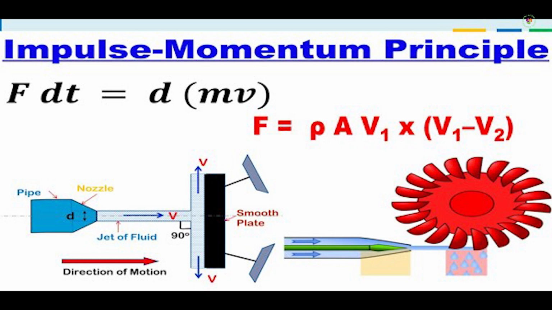This impulse momentum principle is based on the conservation of momentum. What does the conservation of momentum state? The net force acting on a fluid mass is equal to the change of momentum of the flow per second. Right? This is the conservation of momentum. Based on this, now we express what the impulse momentum principle is and what its applications are.